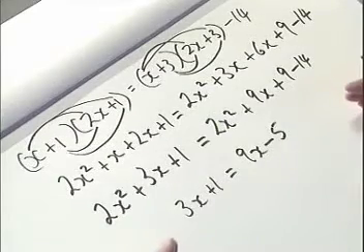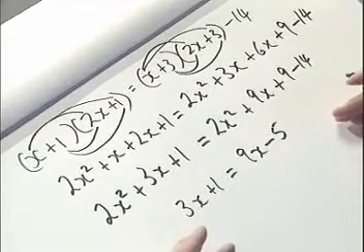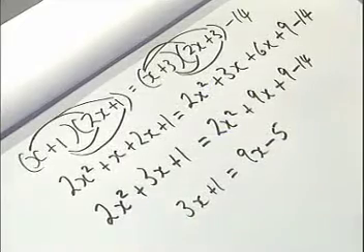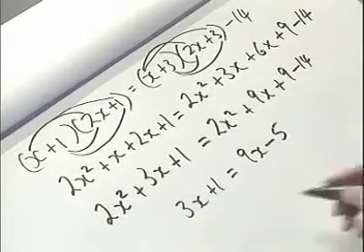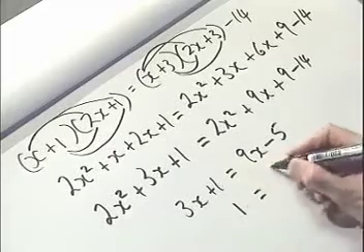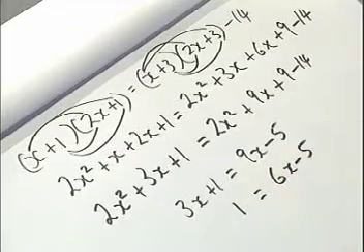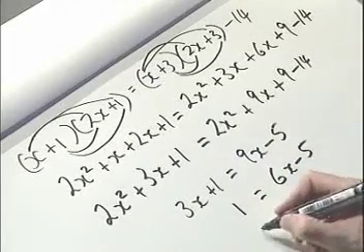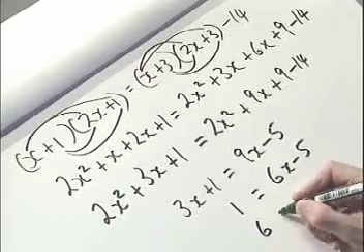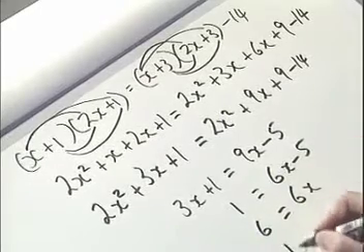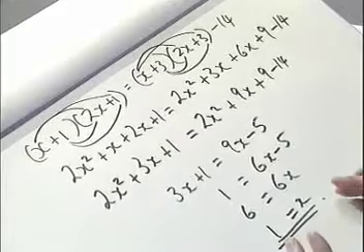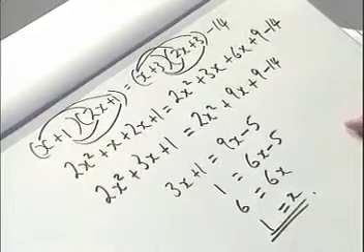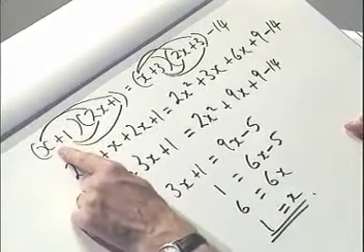Now we're back to where we used to be, getting the x's together, getting the numbers together. We can subtract 3x from both sides. So that gives me 1 equals 6x minus 5. We can add the 5 to both sides, so that's 6 equals 6x, and so 1 is equal to x. And again, we can check that this works. We can substitute it back into here.